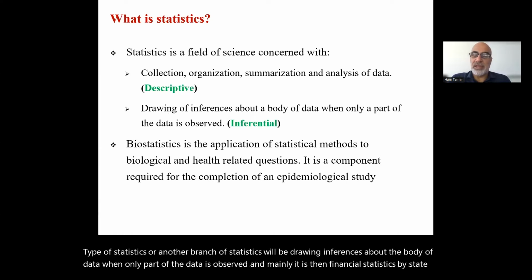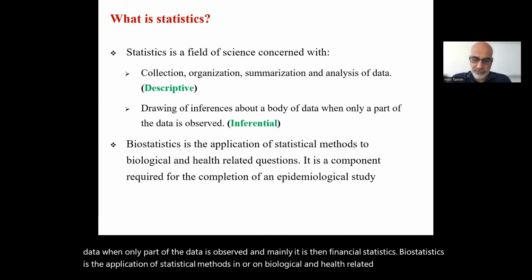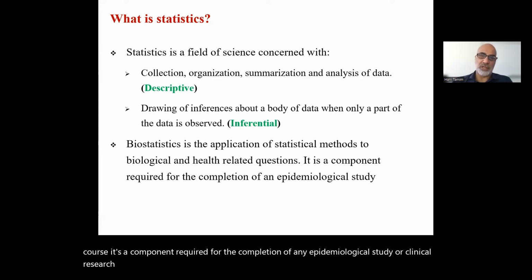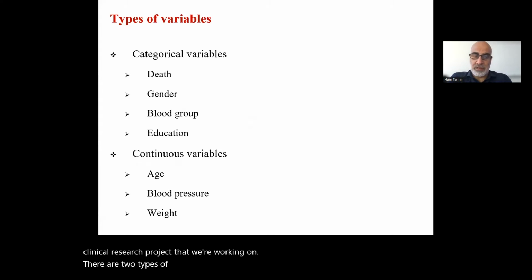Biostatistics is the application of statistical methods on biological and health-related questions. And of course, it's a component required for the completion of any epidemiological study or clinical research project that we're working on. There are two types of variables that are used in research, mainly categorical variables and continuous variables.